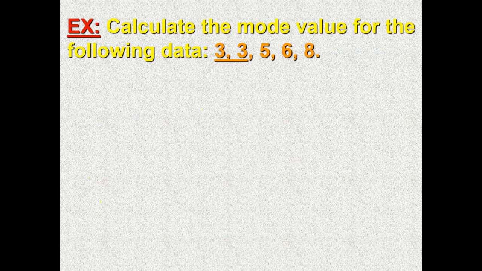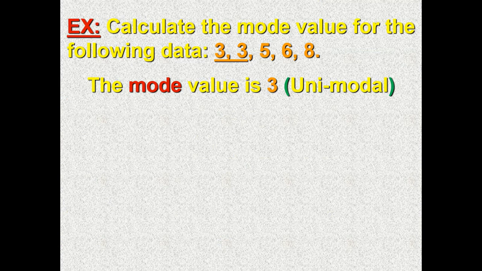Calculate the mode value for the following data: 3 3 5 6 8. The mode here is 3, because it is the only number that repeats more than once. The mode is 3. Here this set of data we call unimodal.